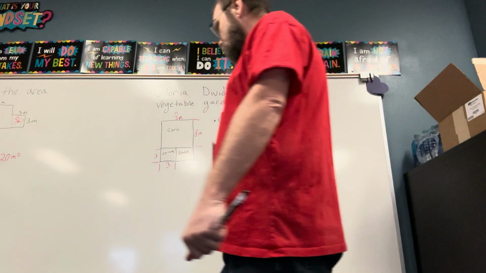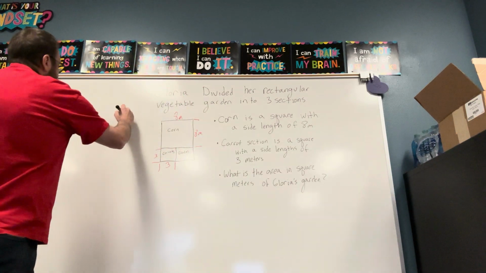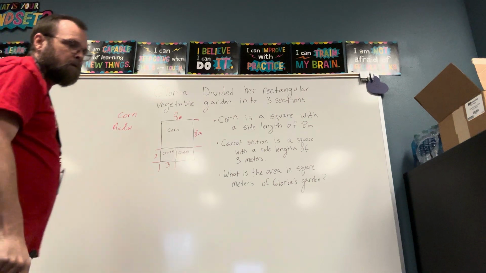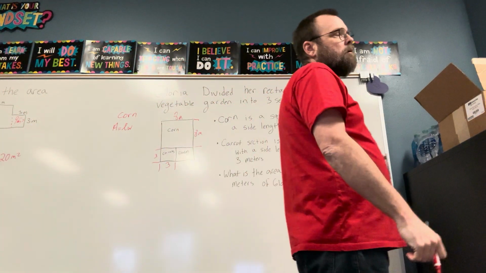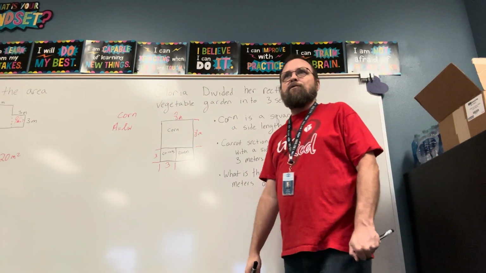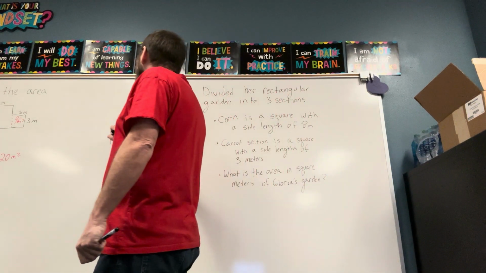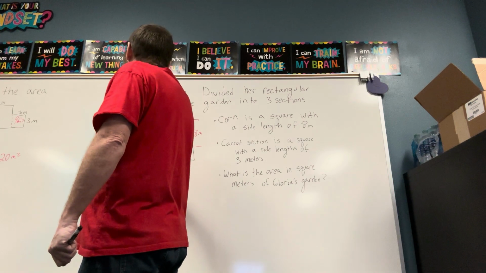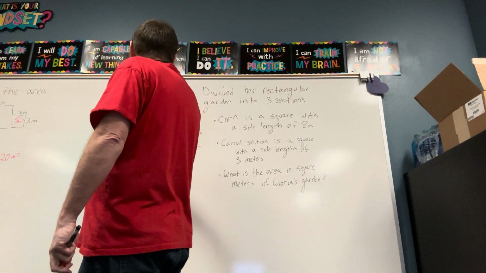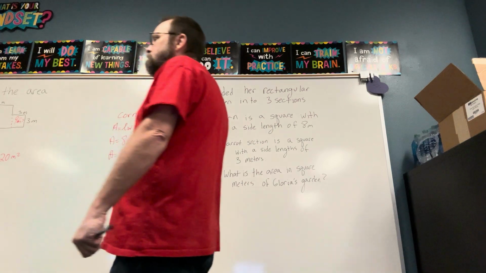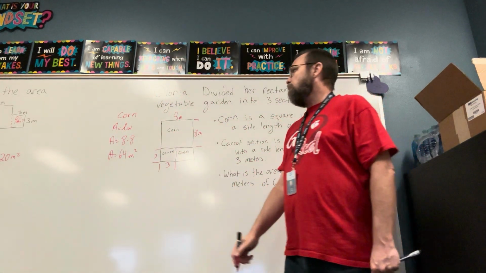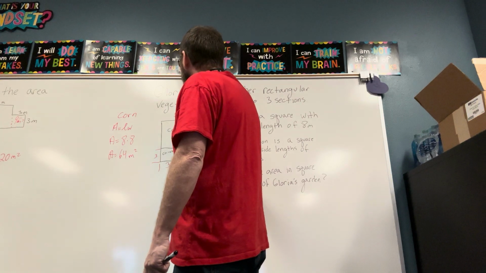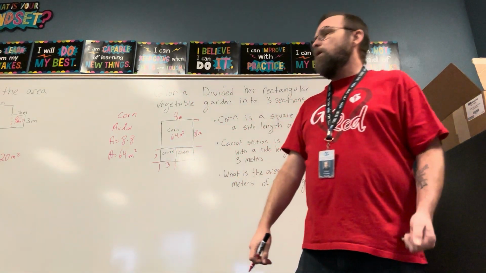Well, let's look at the corn first. Area equals length times width, or side times side, since it's a square. So area equals 8 times 8. Area equals 64. So it's 64 square meters. So if I put that in here for my corn, 64 square meters.